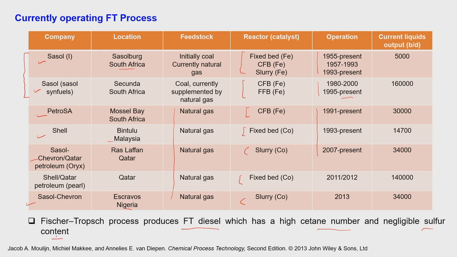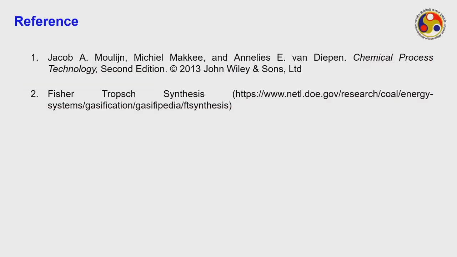As I told you, sulfur content should not be high in such a process, because if it is higher, then it will decompose the catalyst. Okay, so this actually concludes this lecture. We will see some plants in detail, the Sasol plant in detail, and also the Shell middle distillate process in detail in the next lecture.